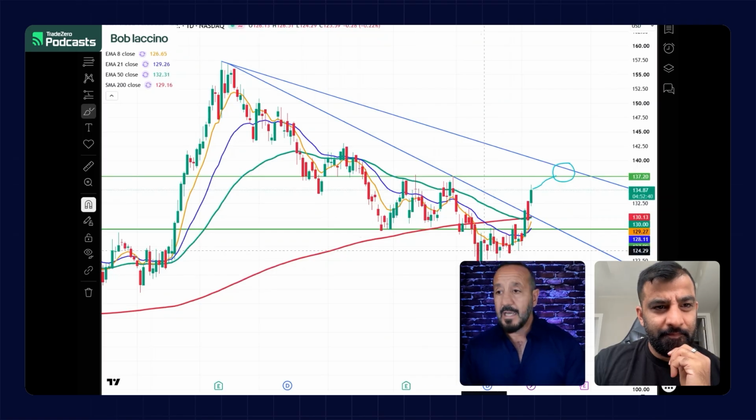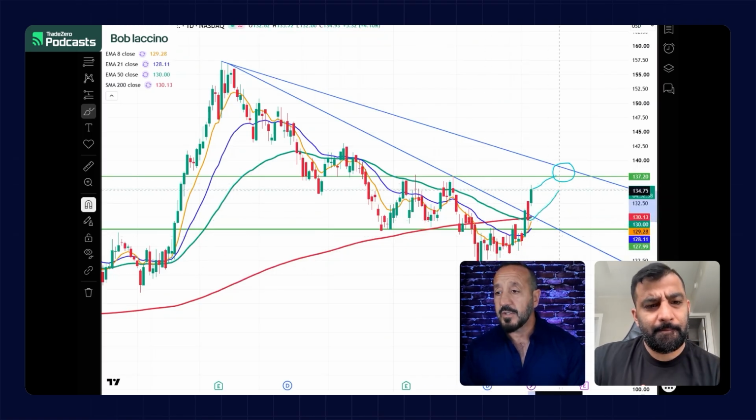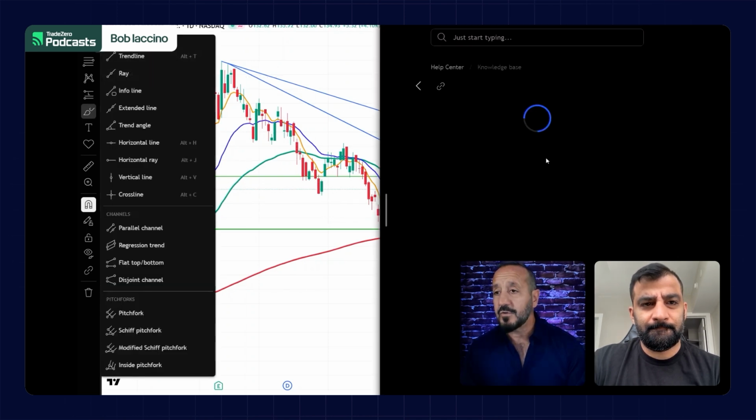If at that point we have this rotation zone that's come like this, and we get the move down into here, you'll then take this tool, draw the trend line.